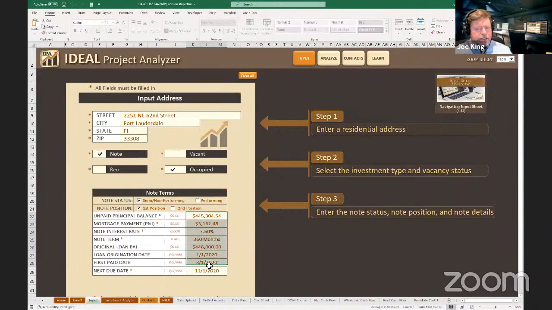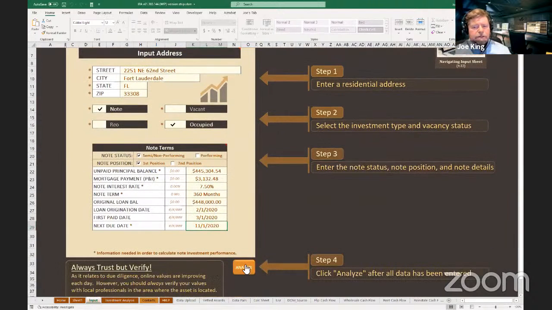And this is the information related to the note that the seller has sent us: the unpaid principal balance, the P&I, the principal and interest, the interest rate, the term, the original loan balance, and the original loan date, the first paid date, and the next due date, which basically tells us the last time they paid. Now, in this case, we're looking at 11/1/20, which tells us that they're over a year out, right? Just a little bit over a year.